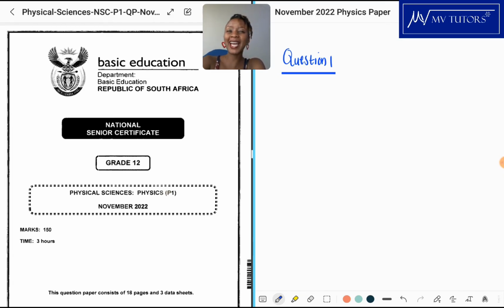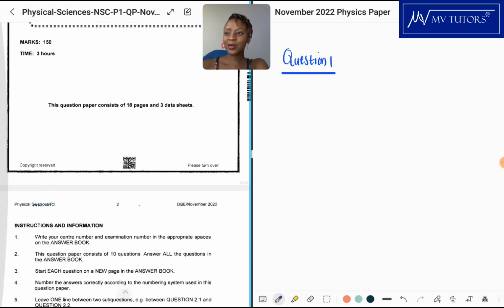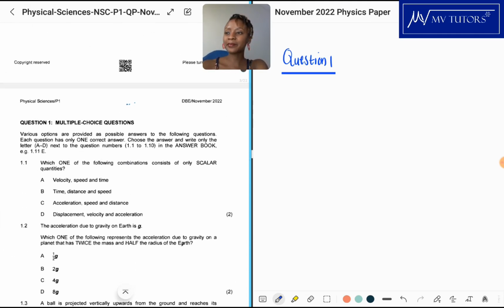We're back and we're looking at the 2022 paper, the November paper written last year. So we're going to go straight to question 1 and see how we can do this, especially for those who are writing the supplementary in March. This is a good place to just recap. Let's have a look at this question 1.